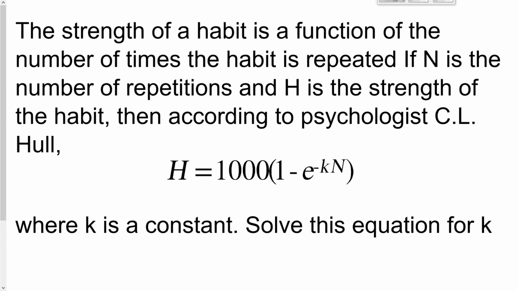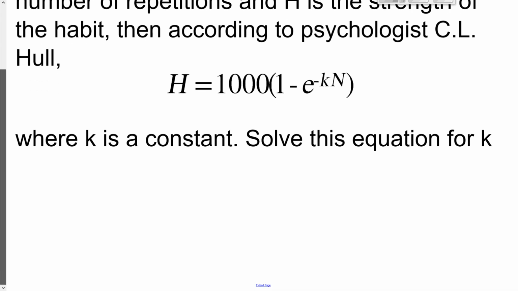you have this equation: 1,000 times the quantity 1 minus e raised to the negative k times n, where n is the number of times of repetition, and k is our constant. And so we'll find k. Now k will not be an actual number, but if you plug in an n and an h, then you can find k, and then you can use that in order to find other values for h or n. So this is pretty interesting, because if we go ahead and just solve for k, which they want us to do, we can solve for that constant variation.